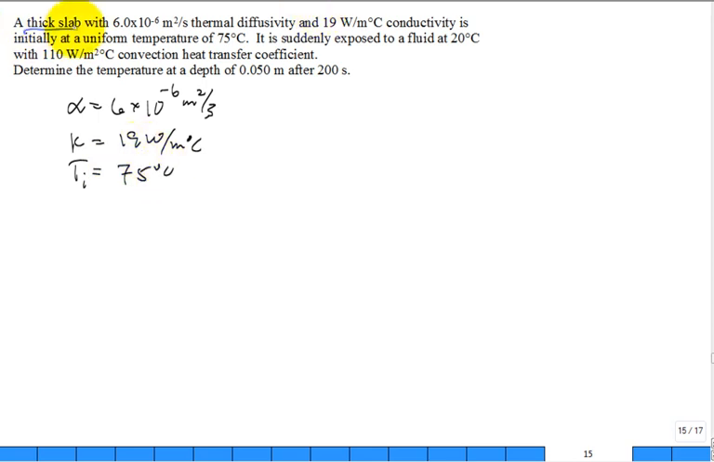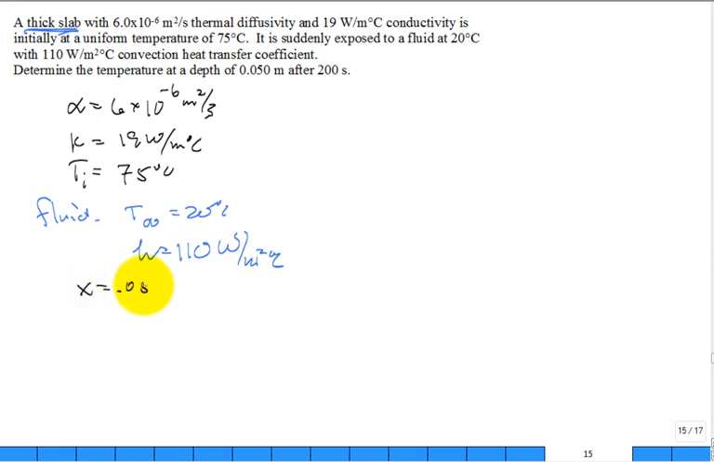When you see thick slab in this chapter, we already did finite slab. Now we have thick slab. You want the semi-infinite. That's going to be the key word for the semi-infinite solution. Initially, it's exposed to a fluid. When you see the fluid, you have to worry about that third case, where you have the T infinity of 20 degrees C and the convection coefficient of 110 watts per meter squared degree C. Determine the temperature at a depth x equal to 0.050 meter and a time of 200 seconds.